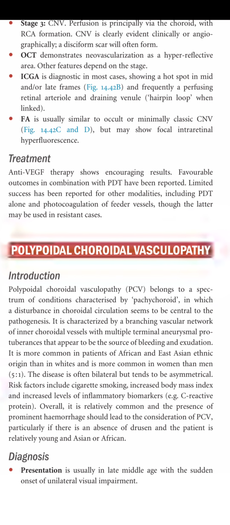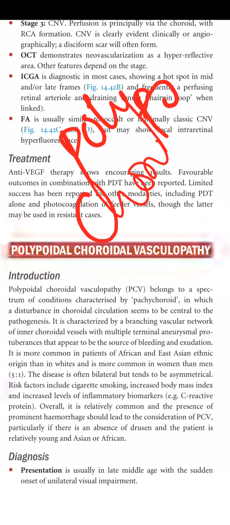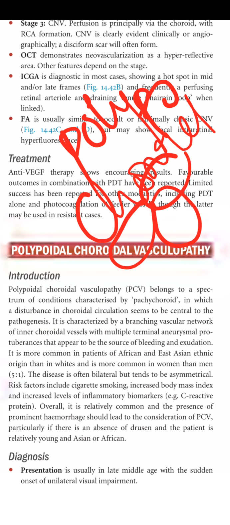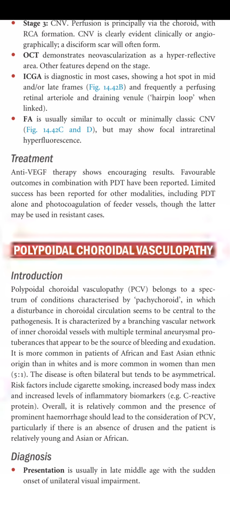Next is polypoidal choroidal vasculopathy. So in polypoidal choroidal vasculopathy there are vessels in the choroid and polyps that are being formed in the choroidal vessels. So this is known as polypoidal choroidal vasculopathy. It belongs to a specific spectrum of conditions characterized by pachychoroid, in which disturbance in the choroidal circulation seems to be central to pathogenesis.